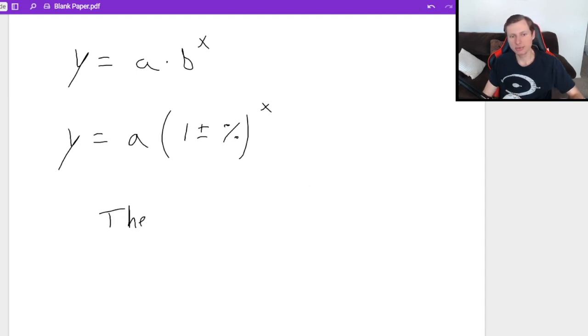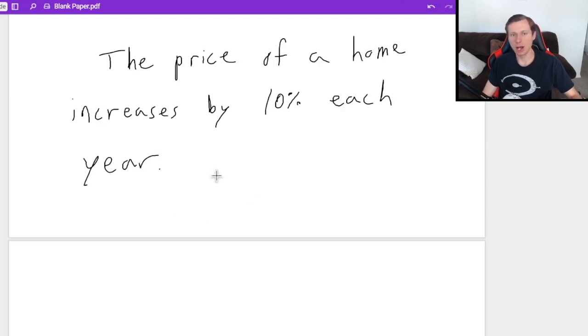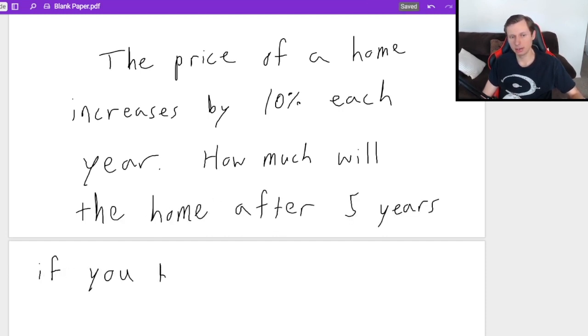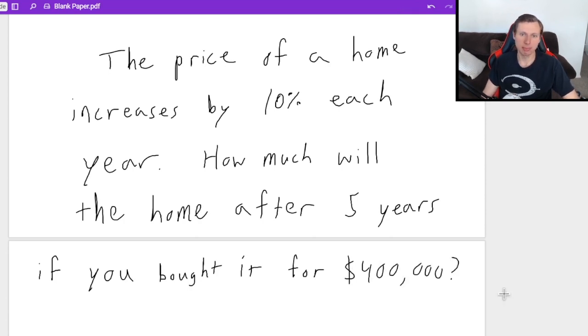Let's say the price of a home increases by 10% each year. And what I want to know is how much will the home be worth after 5 years if you bought it for $400,000. So this is a real world example actually. Houses don't go up by 10% each year, but 10's a round number. It's going to help us out with the math. But the price of your home will increase by some percentage each year, and you can actually calculate the value of your home using these exponential functions.